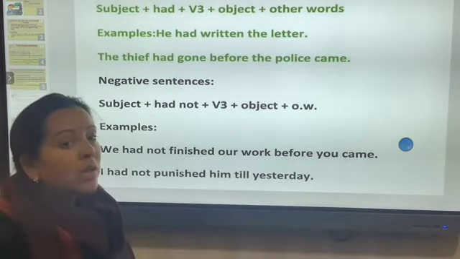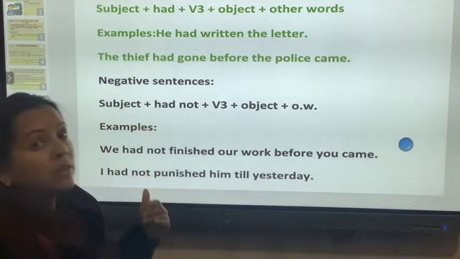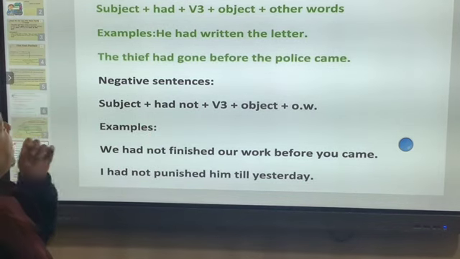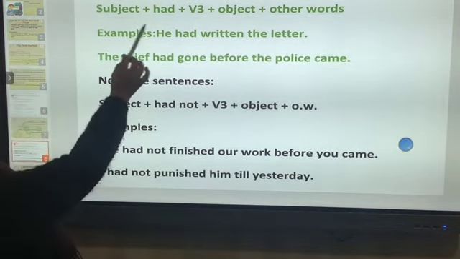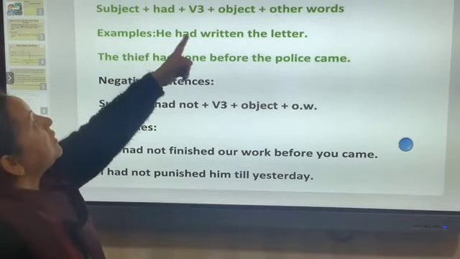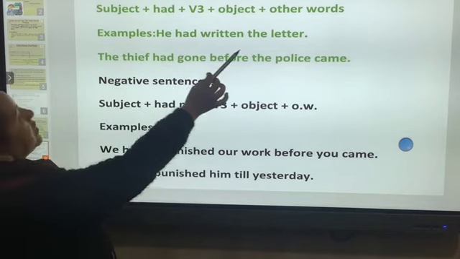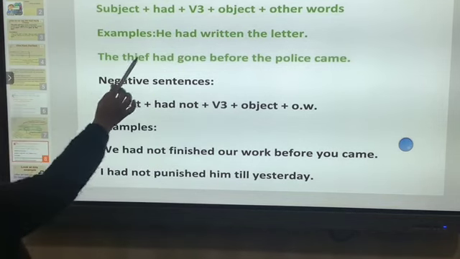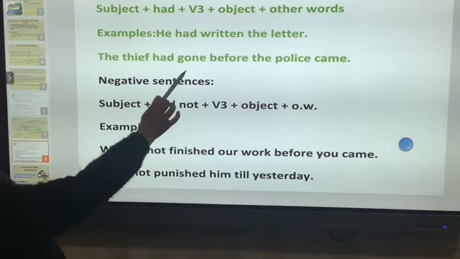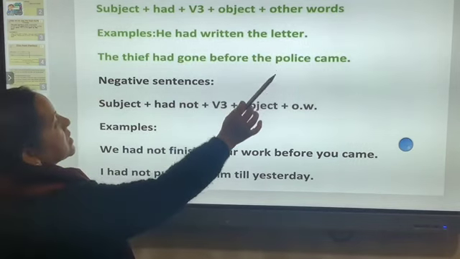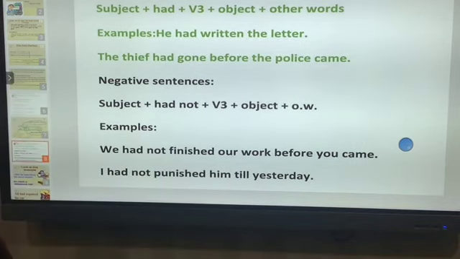Now the question is how to write the sentences. Affirmative sentences: subject plus had plus V3 plus object plus other words. Example, he had written the letter. This is a simple sentence. The thief had gone before the police came. This is a complex sentence.